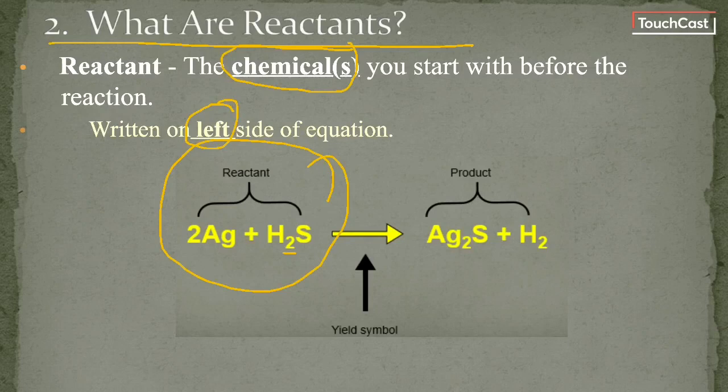Sometimes in worksheets and stuff, there's typos like that, and you want to make sure you're looking to make sure those are actually subscripts. And remember, your subscripts tell you the number of atoms, and your large numbers, the coefficients, tell you the number of molecules. So I have 2 molecules of Ag, 2 atoms of hydrogen, and 1 atom of sulfur in my reactant side.